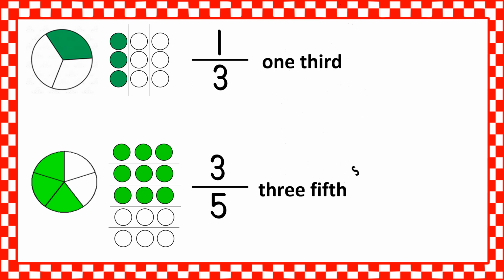Now, can you tell me what the fraction is? How many equal parts do we have? 3. And how many of those equal parts are colored in? 1. We call this fraction 1/3. Can you tell what the fraction is? Well done, 3/5.